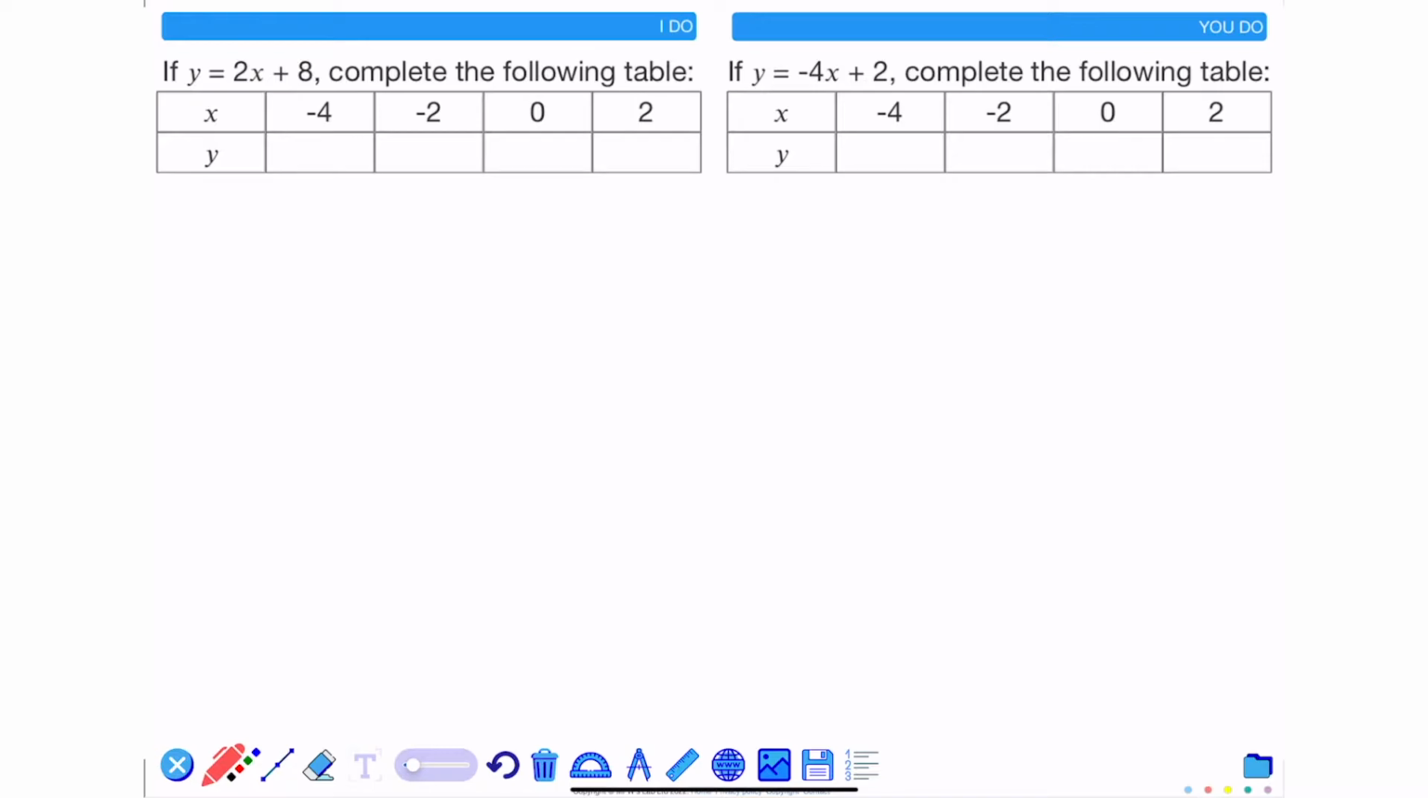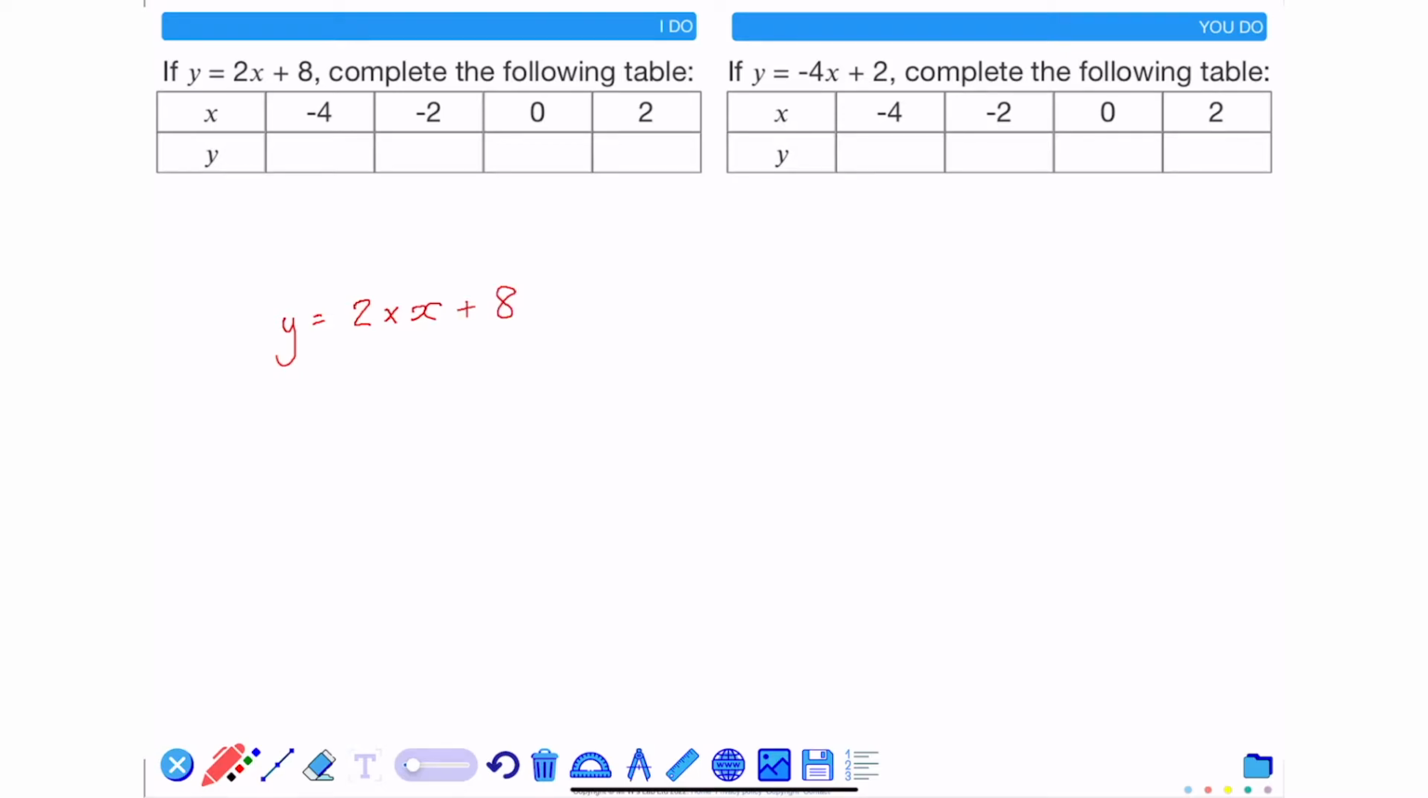In this video, we're going to be looking at how we can use the equation of a straight line to create a table of values. Looking at the example on the left-hand side, this states that in order to calculate y, I multiply x by 2 and add on 8.